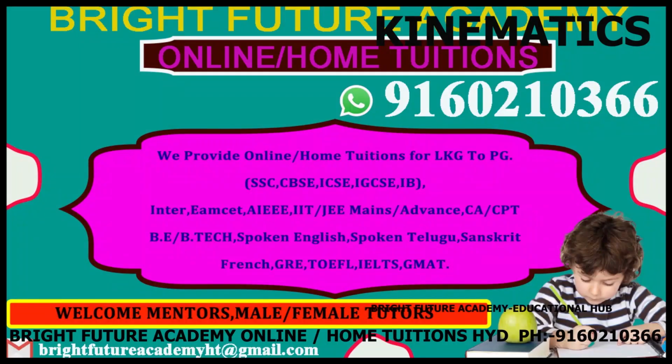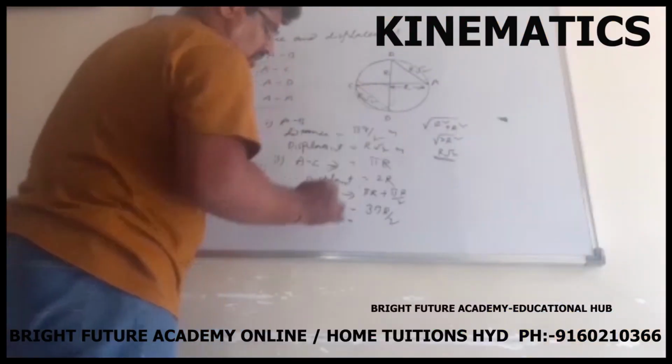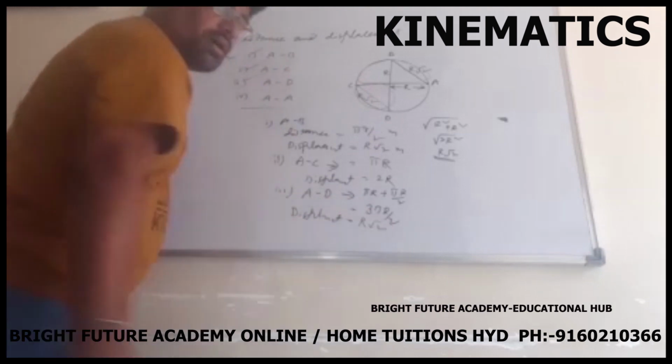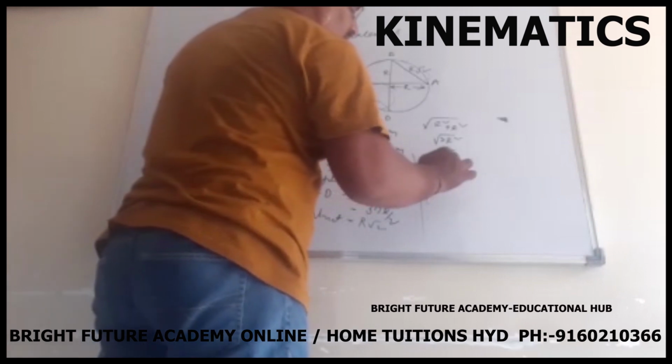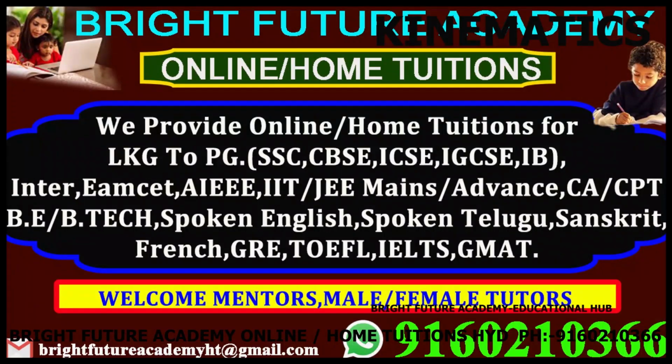That is the distance. And what is the displacement in this case? Again, it is equal to how much? R root 2. And what is the last one? A to A. Yes. Distance is how much? It is nothing but the circumference of the circle. So that is 2 pi r.